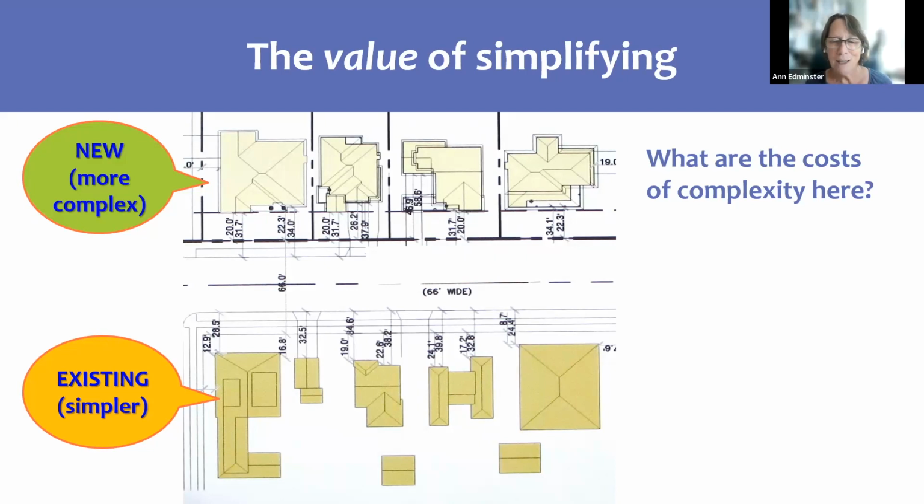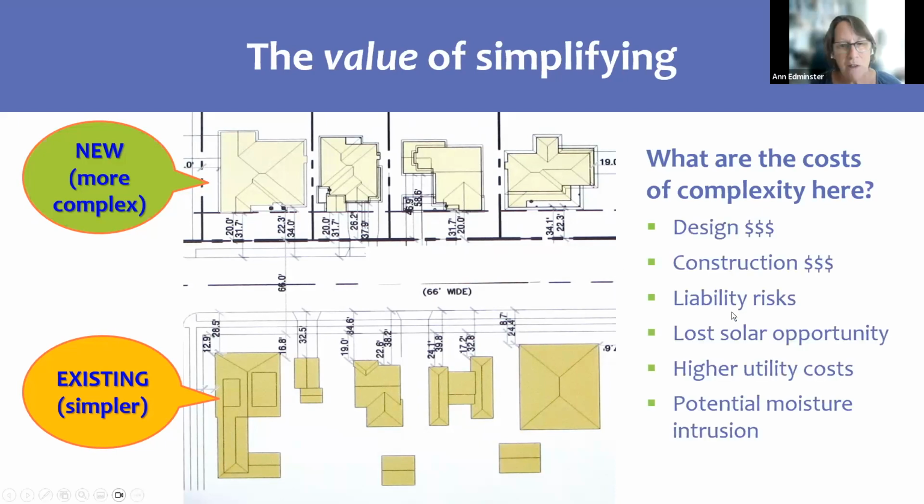Well, if you looked at the street elevations, they did a lovely job. But when I sat down with the team and said, let's look at the roof plans, what do you see here? And they were kind of like, I don't know. Well, what do you see? You see a lot more roof planes. You see a lot more corners. So all of those things represent costs and risks and liability.